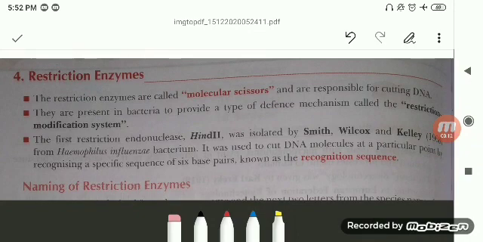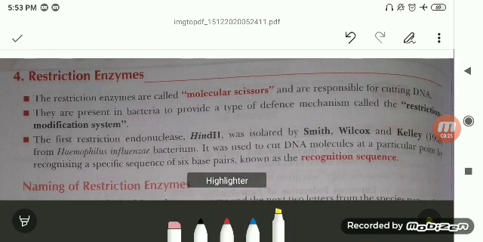In our previous session we studied the basic concepts of biotechnology and the tools for biotechnology, and today we are going to discuss our first tool, that is restriction enzymes. Restriction enzymes are called molecular scissors because they are used to cut the DNA at a very specific point.